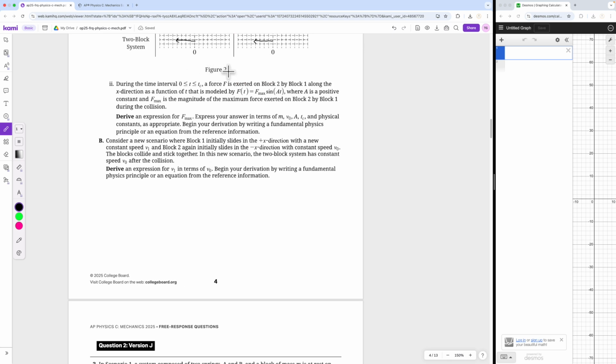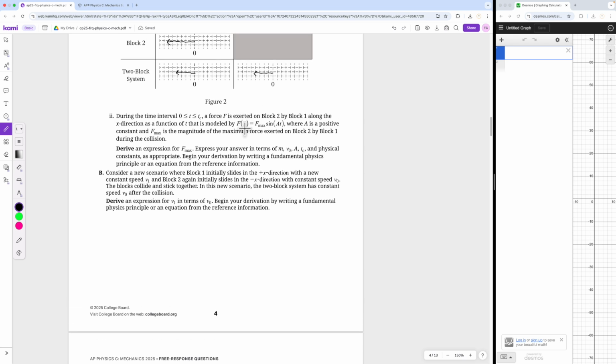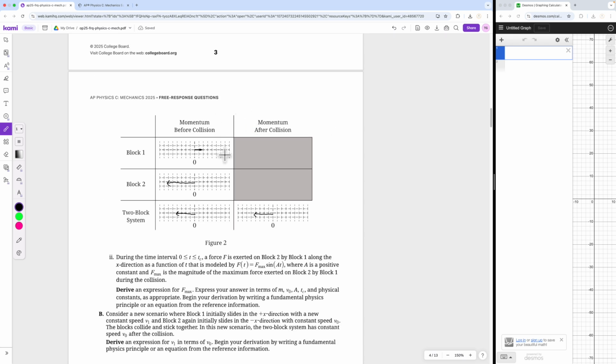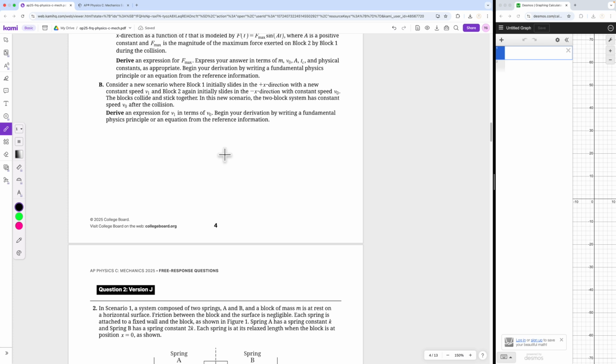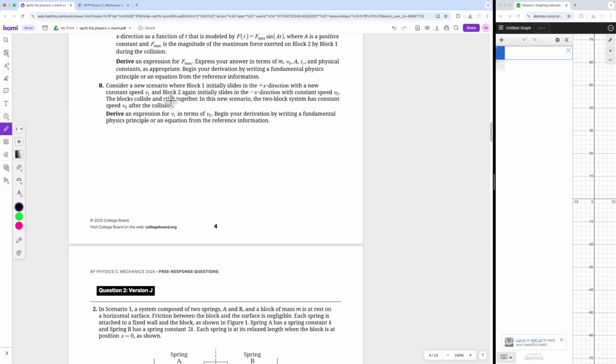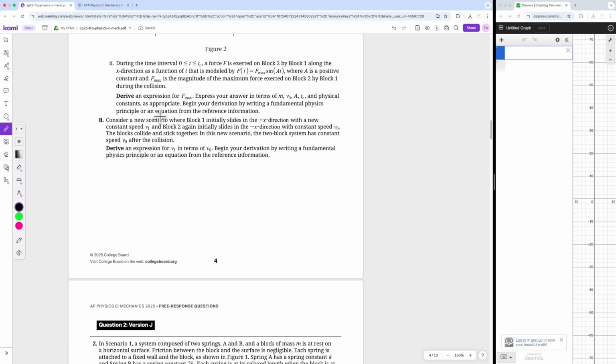During a time interval, a force is applied on block 2 by block 1 along the x direction as a function of t that's modeled by this. And we actually have to solve for F max. Well, how are we going to do this? I'm seeing force as a function of time and I'm seeing momentum. That just means that we're going to be doing impulse. But what's impulse? Impulse is the change in momentum and we're focusing on block 2 specifically. But how can we find the impulse for block 2?